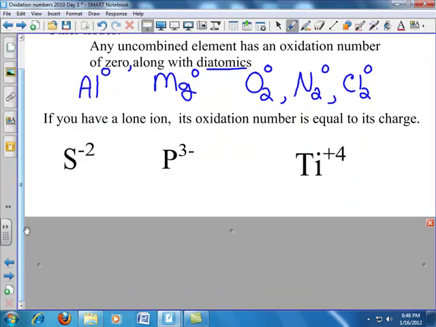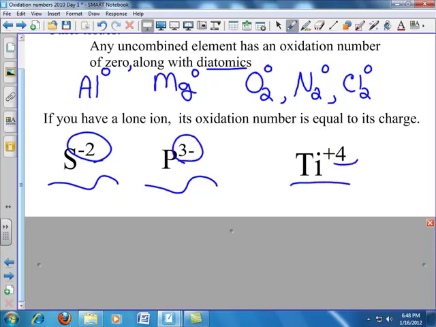And then last but not least, if you have a lone ion, its oxidation number is equal to its charge. So you will literally see on the paper S2 minus. And S2 minus, that's its oxidation number. You would see written P3 minus, that's its oxidation number. Ti, that's its oxidation number. So if you ever see charges as written, that's what their oxidation numbers are.